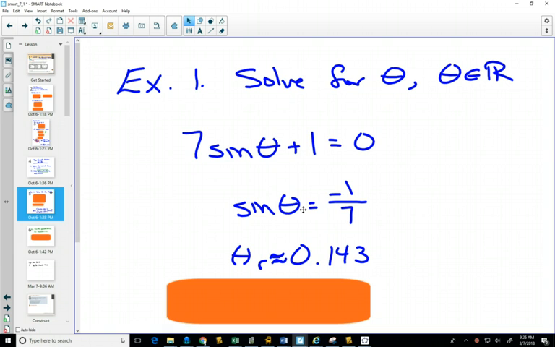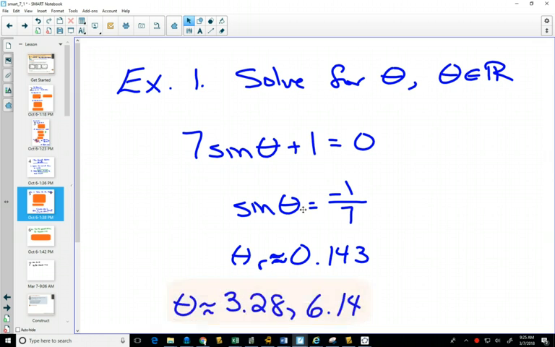So step 1, we solve this equation, 7 sine theta plus 1 equals 0, like a normal equation from 0 to 2 pi. I would get sine theta by itself, so I move the 1 over, divide by 7, and then I would find my reference angle by doing sine inverse of positive 1/7. Once I have that reference angle, well, sine is negative in quadrants 3 and 4, so I would go pi plus my reference angle to find an answer in quadrant 3, and 2 pi minus our reference angle to find an answer in quadrant 4.